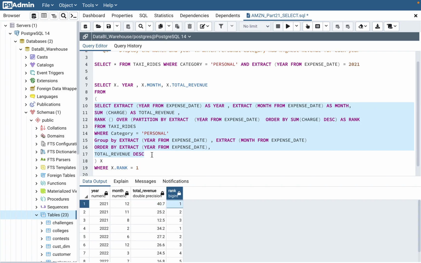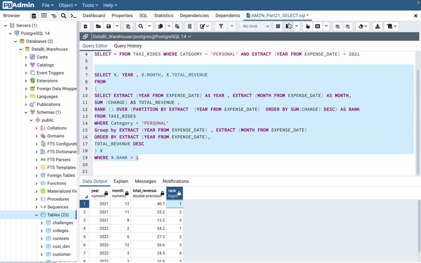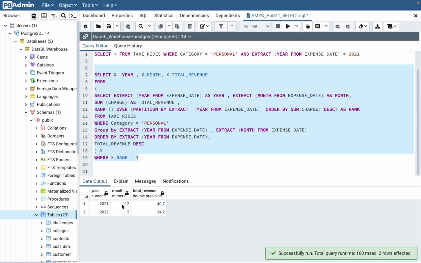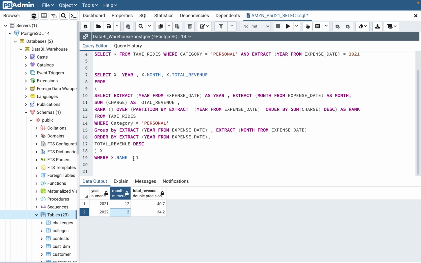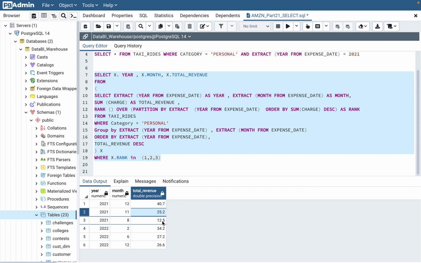So basically, what we need to do is say where x dot rank is equal to 1, because they are saying the highest. When you run this query, you will get the answer that you're looking for. Now, if they say give me the top three months, you will say x dot rank in 1, 2, and 3. Here, if you see, it is giving 3 different months: 40.7, 25.2, 12.5, and then for 2022, 44.2, 27.6, 26.7, 26.6.